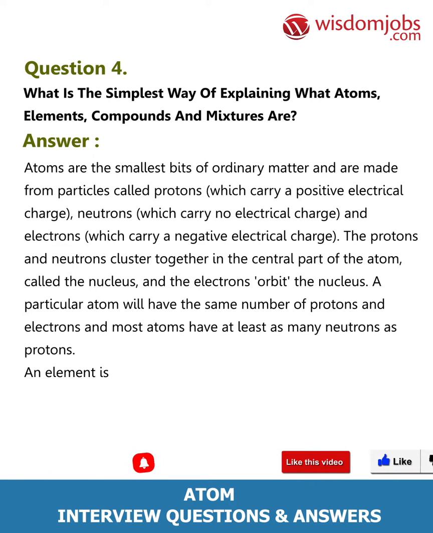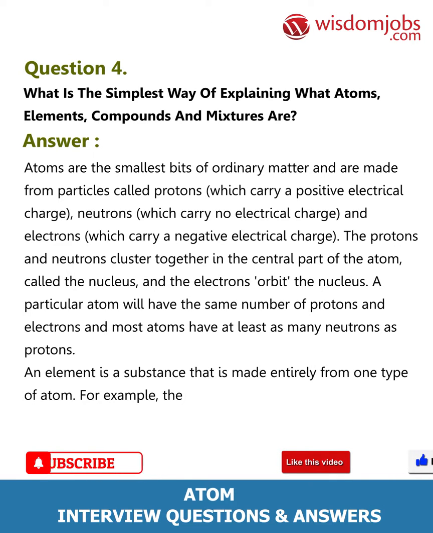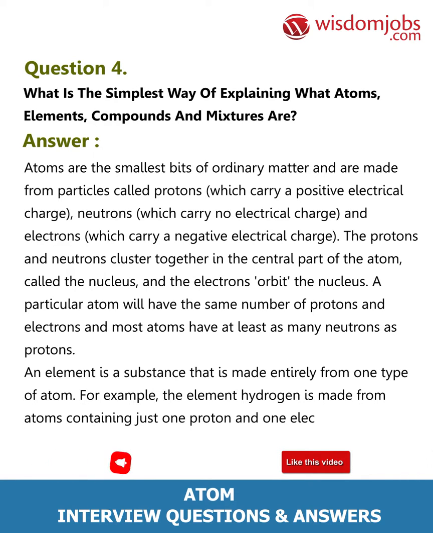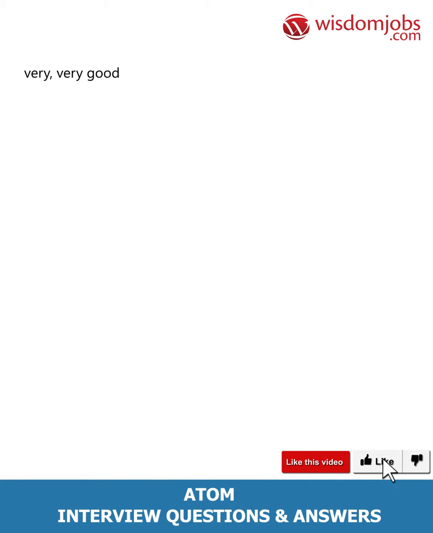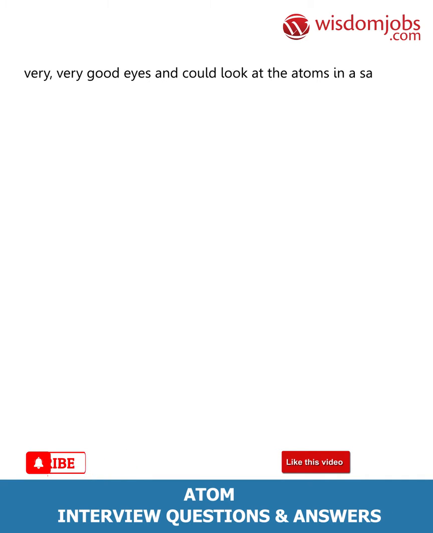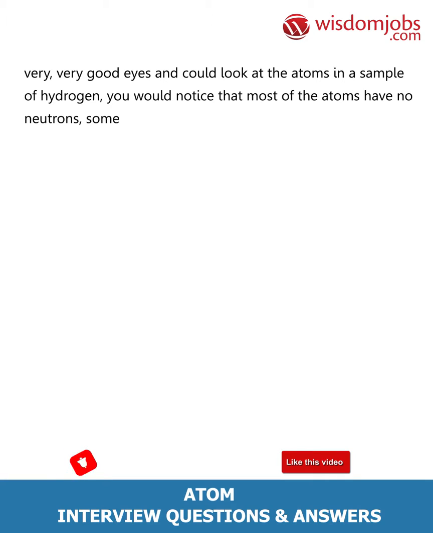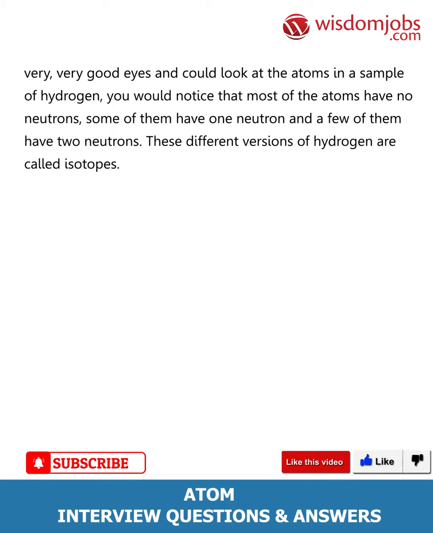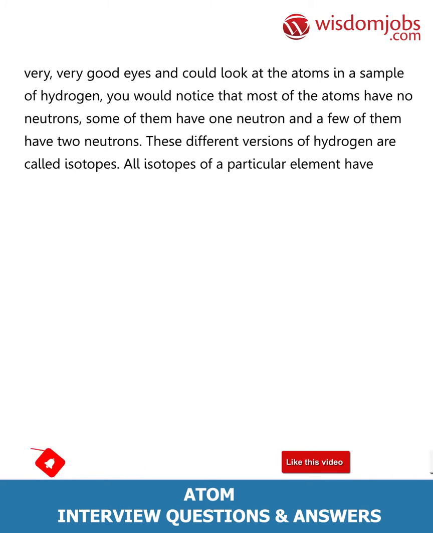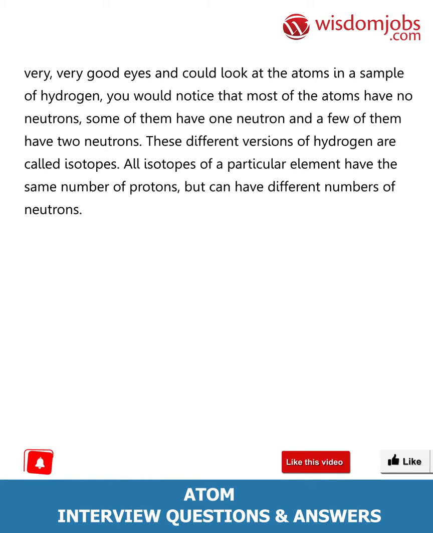An element is a substance that is made entirely from one type of atom. For example, the element hydrogen is made from atoms containing just 1 proton and 1 electron. If you had very good eyes and could look at the atoms in a sample of hydrogen, you would notice that most of the atoms have no neutrons. Some of them have 1 neutron and a few of them have 2 neutrons. These different versions of hydrogen are called isotopes. All isotopes of a particular element have the same number of protons, but can have different numbers of neutrons.